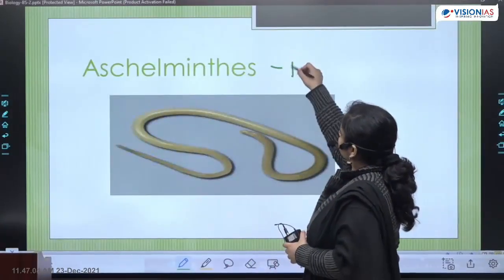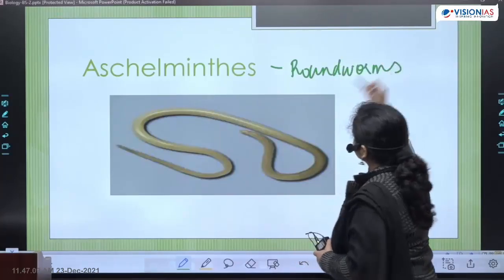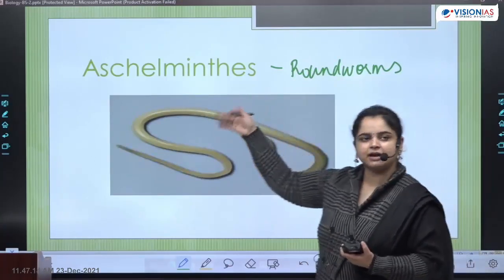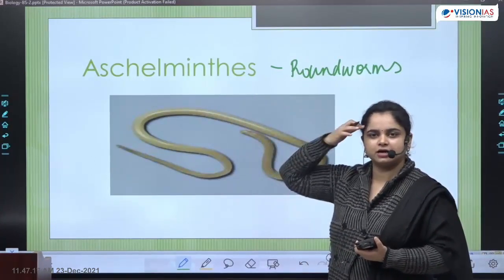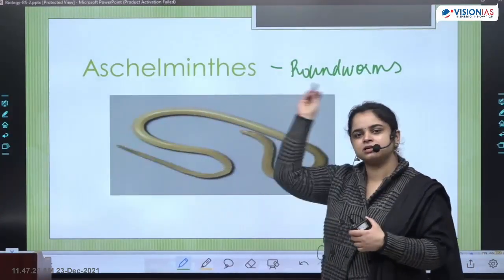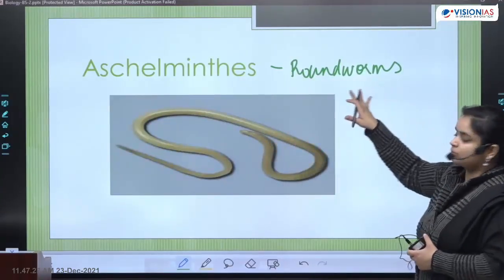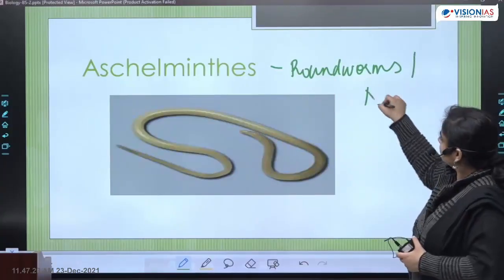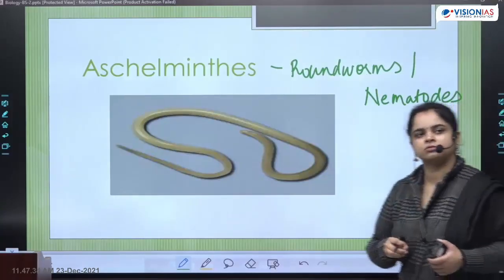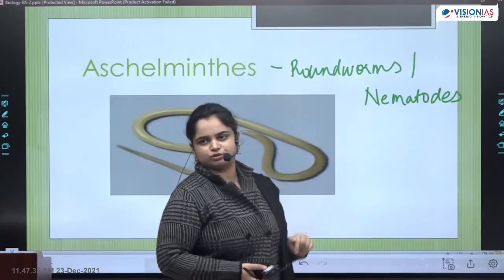Aschelminthes or roundworms. You can see its picture also. Its shape is slightly rounded, not flat like the last one. So this is the roundworm. If I'm going to slice it in between, I'll see a circular shape, right? Roundworms, Aschelminthes, or there is another term, nematodes. So whenever UPSC has asked a question, they have used this term, nematodes, for this worm.